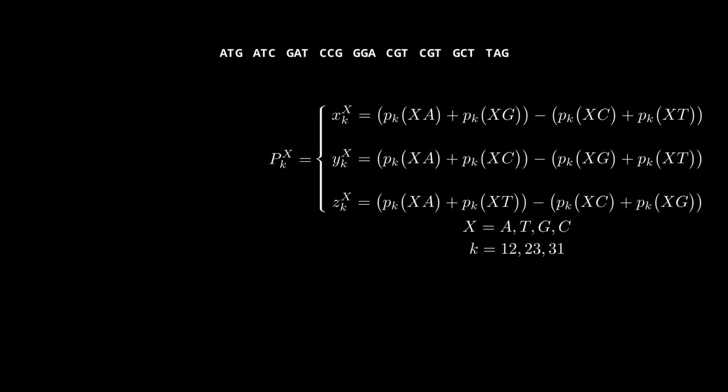Just like with the first formula, I think the best way to understand this is to run it through with the positive control ORF as an example. Let K equal 1 2. And let capital X equal A.